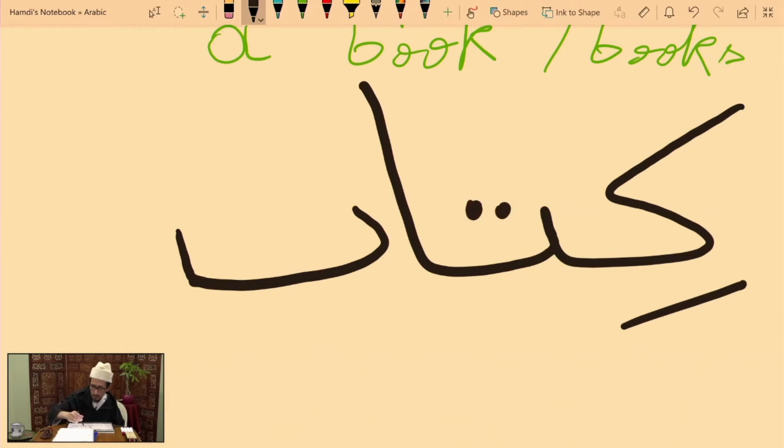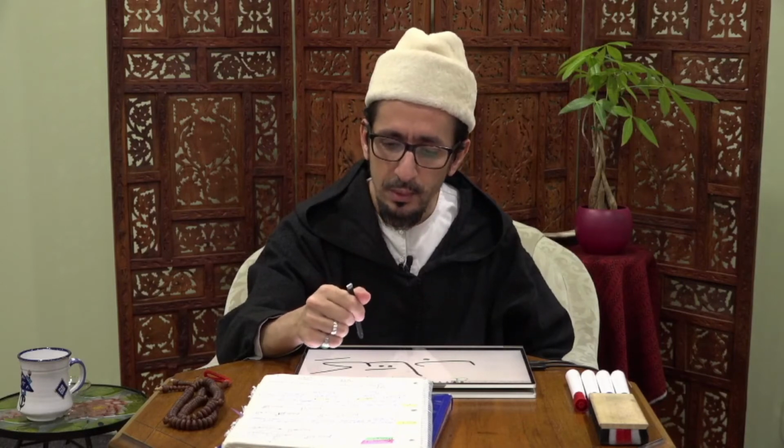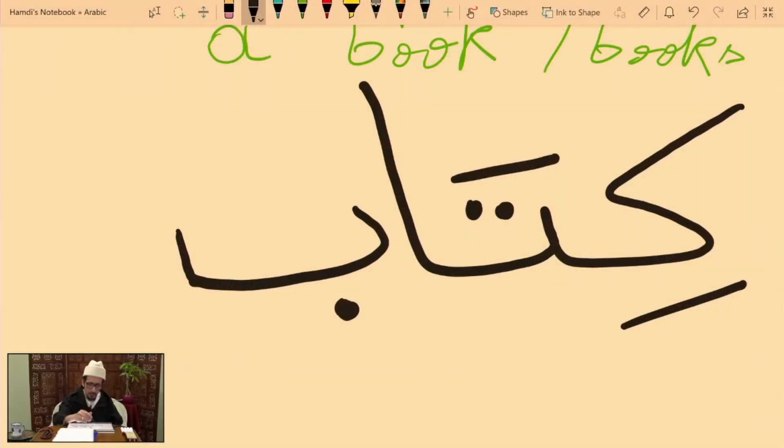So if I tell you, translate a book to Arabic, you have to tell me what? Kitabun, or kitabin or kitaban, depending where it is in the sentence. But by default, we go for kitabun. By default, the nouns are elevated, like that. So, kitabun. That's a book.